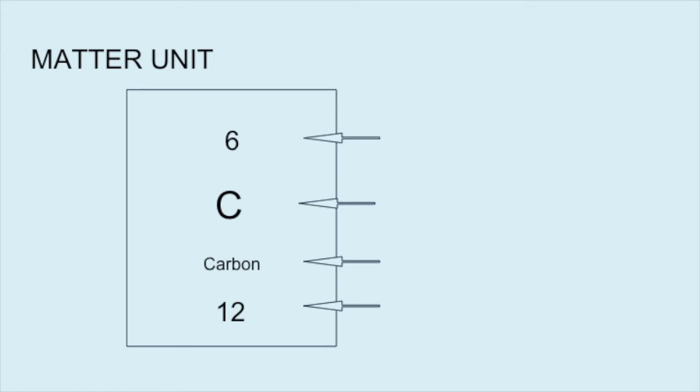So first, the number 6, that's our atomic number. Remember, that tells us how many protons it has. That is unique to every single element. And that number 6 is also what order the periodic table goes in.